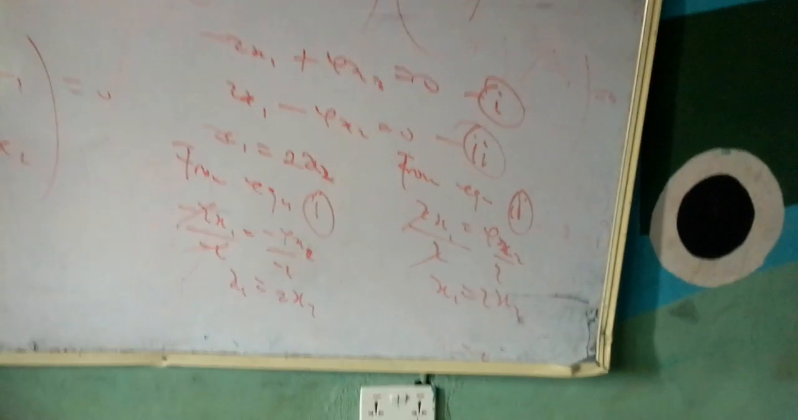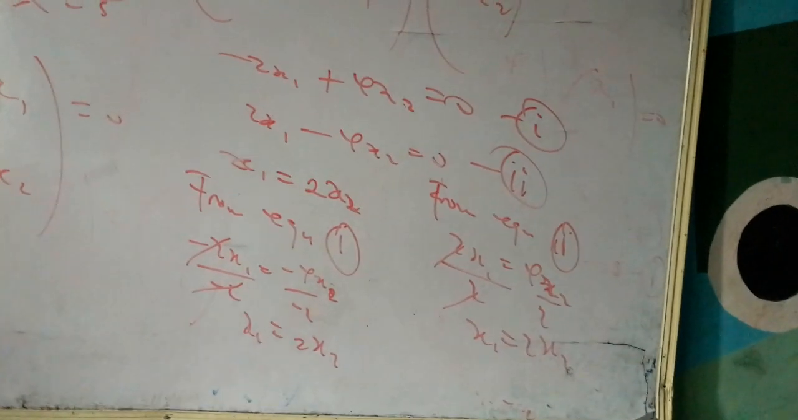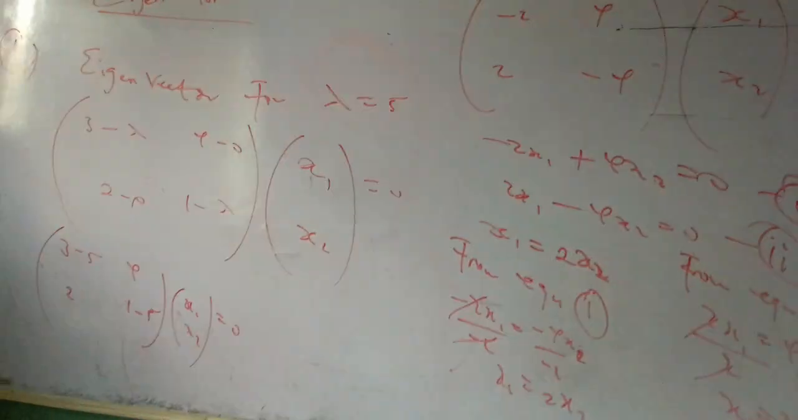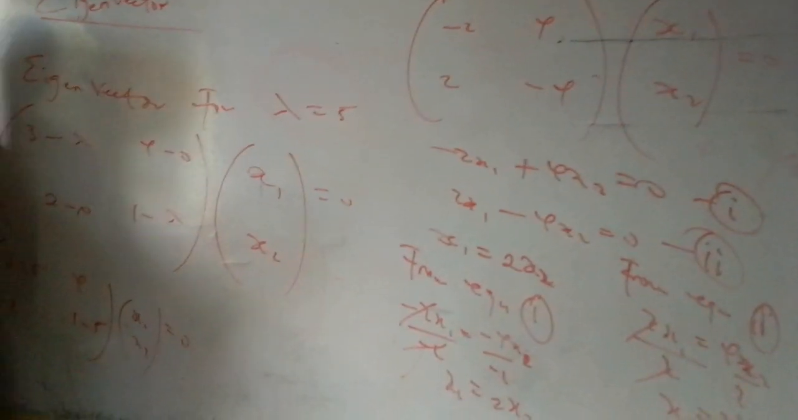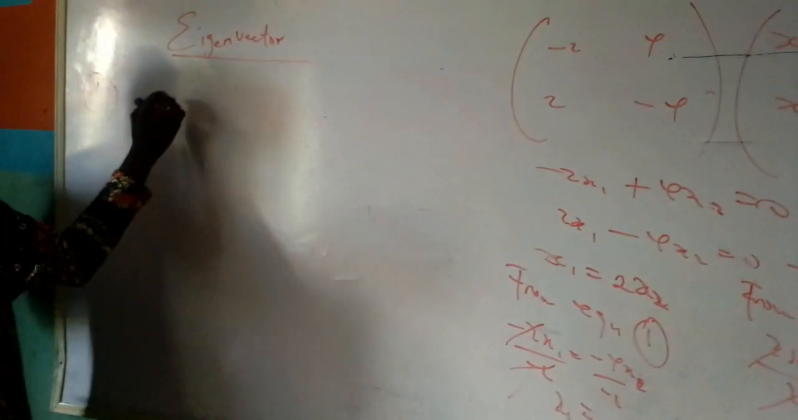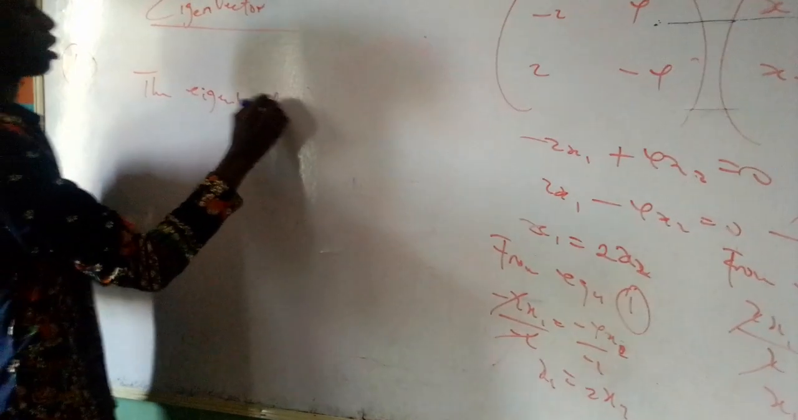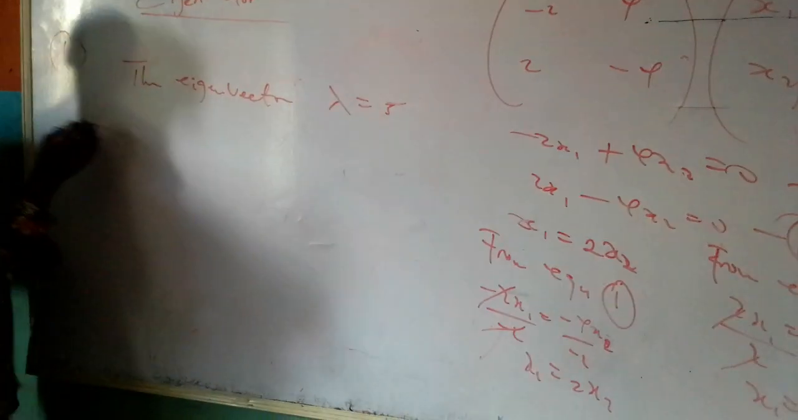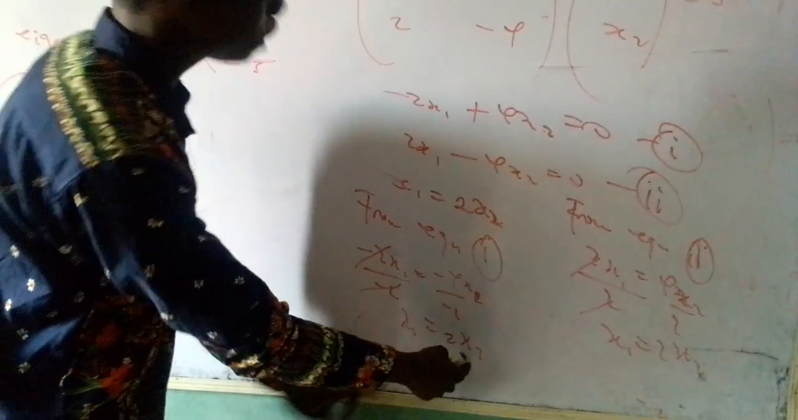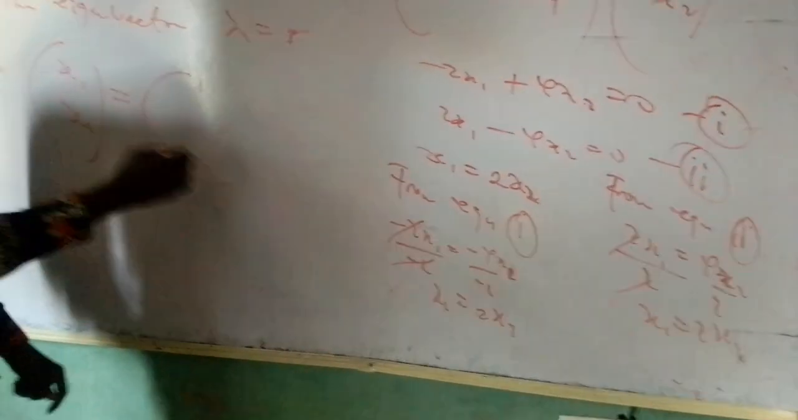Now we move to the conclusion. The eigenvector for lambda equals 5 is generated as x1, x2, where for any value of x2, x1 is going to be 2 times that value, which means that x1 is 2 and x2 is 1.